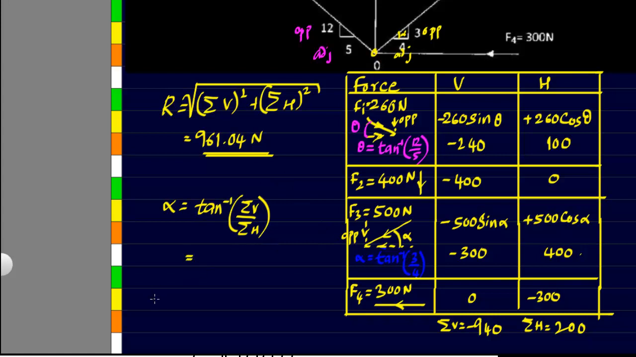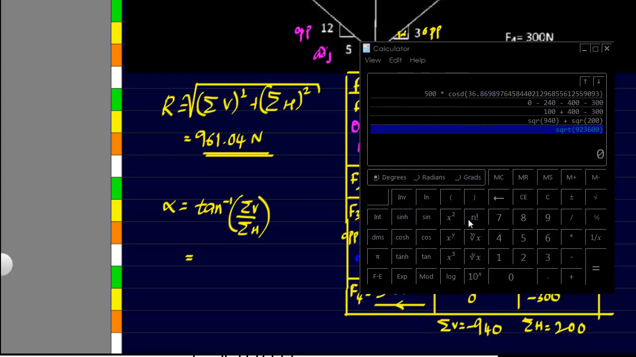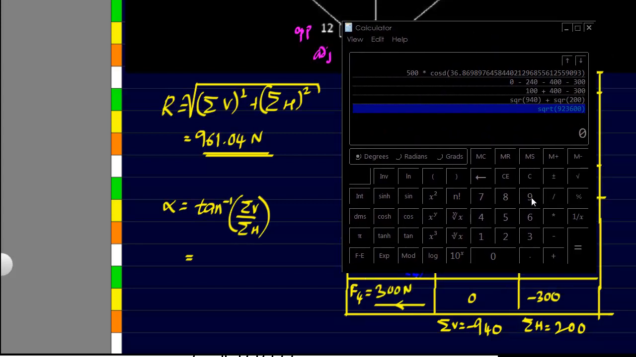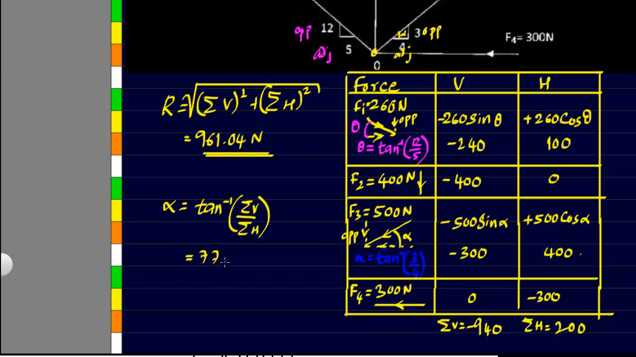Then we'll have to find the direction. So now here as well we are just going to neglect the negative sign and first we'll just find out what the angle is. So sigma v, that is 940, divided by 200. So that result gives us 4.7. We'll have to take tan inverse of this. That gives us the angle, 77.99. So this is our angle.